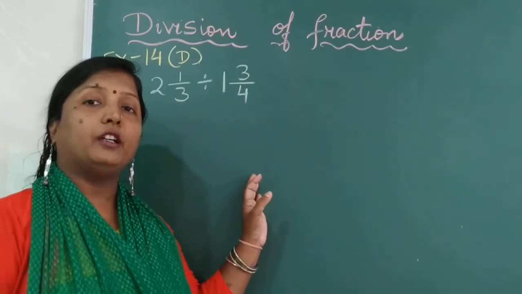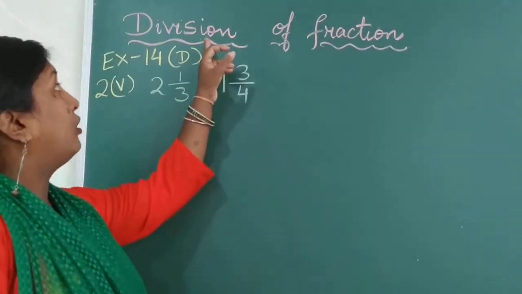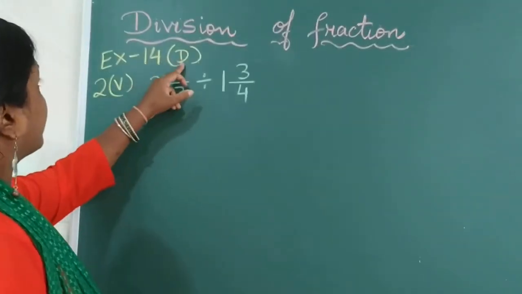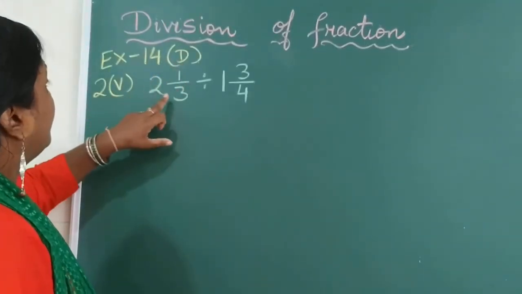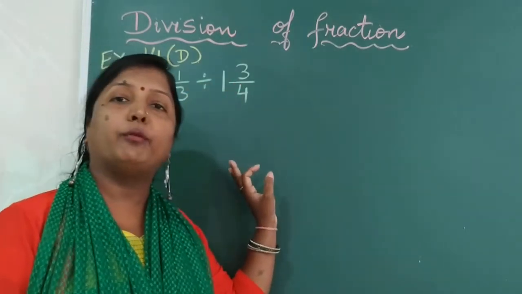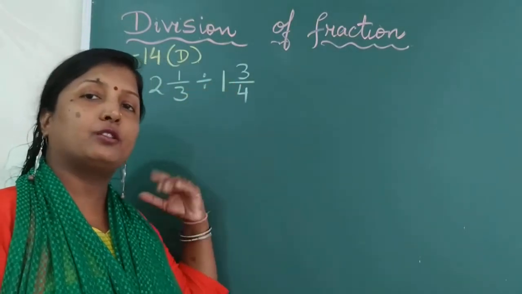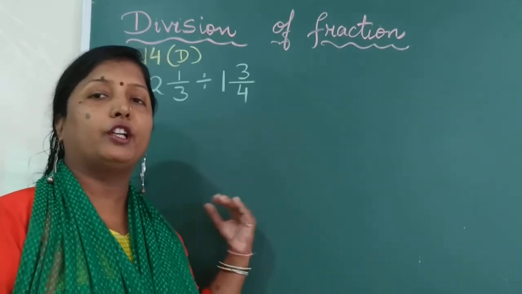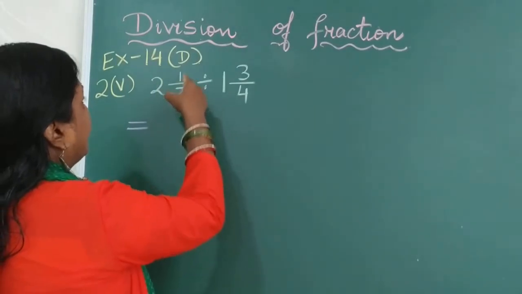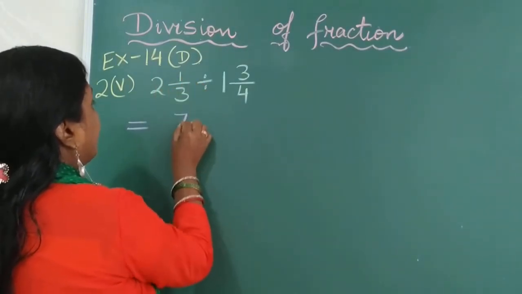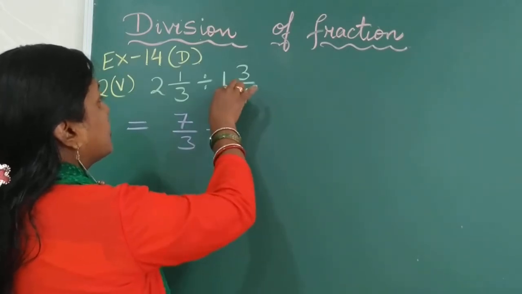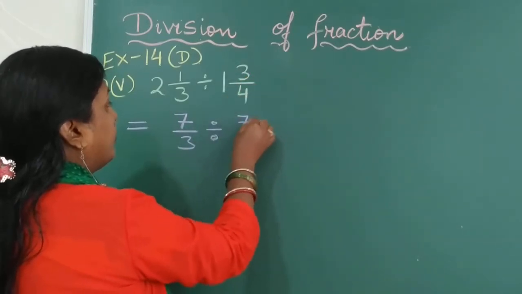The next operator is division. So we will now learn how to divide fractions. So our next number, again from your exercise 14D, 2 bit 5: 2 1 by 3 divided by 1 3 by 4. So here both the numbers are mixed fractions. So the first step we have to do is convert them to improper fractions. So we get 2 3s are 6 plus 1, 7 by 3, divided by 4 1s are 4 plus 3, 7 by 4.